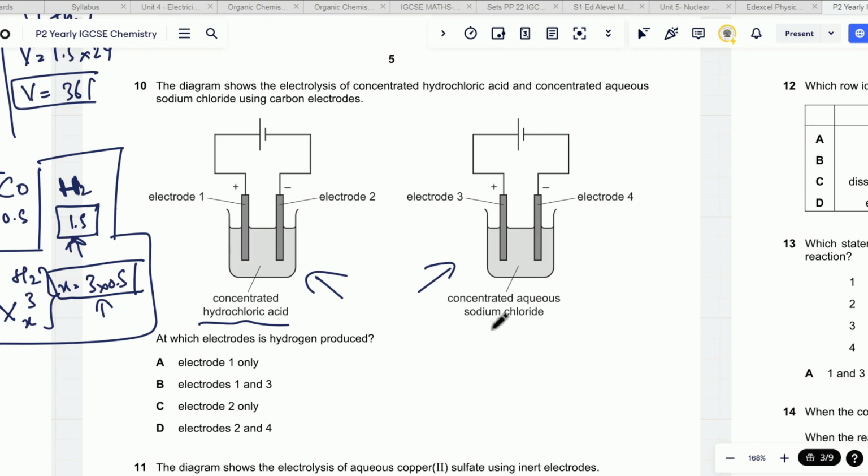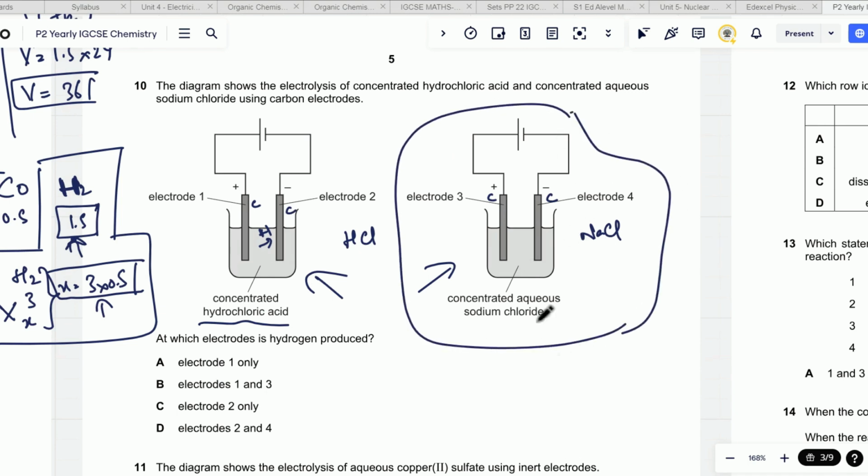Any idea? And remember, all these electrodes are made of carbon. So you need to remember the reactivity series. Hydrogen will go to the negative side, right? Very good. On the left hand side, as hydrogen is positively charged, it will go to the negative electrode, right? And over here, what about the second cell?